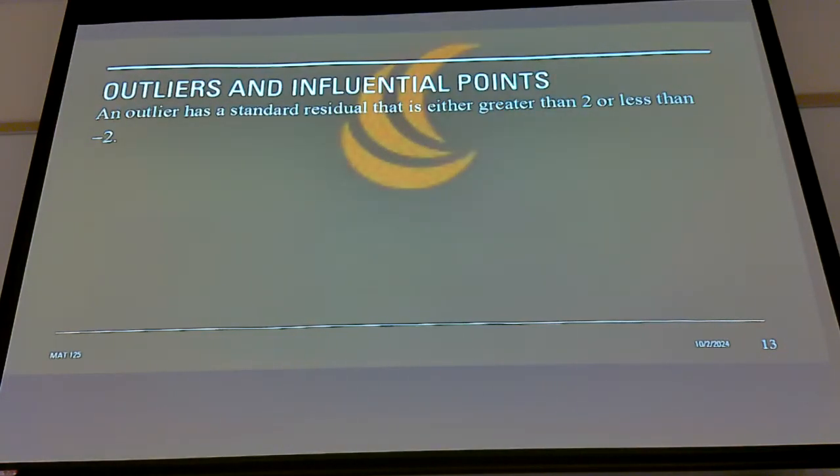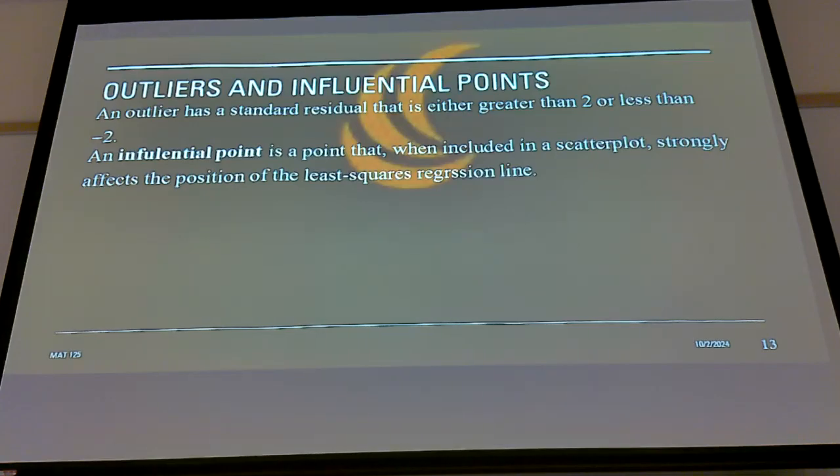So remember that an outlier has a, oh, this is for residual. So remember what outliers are? An outlier has a standard residual that is either greater than 2 or less than negative 2. An influential point is a point that would strongly affect the position of the least squares line.